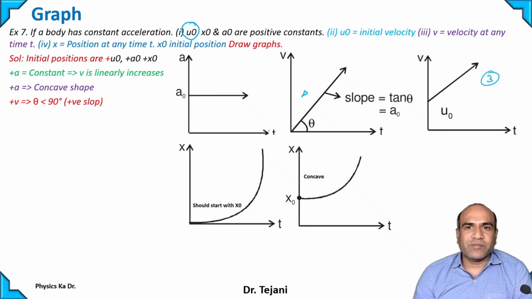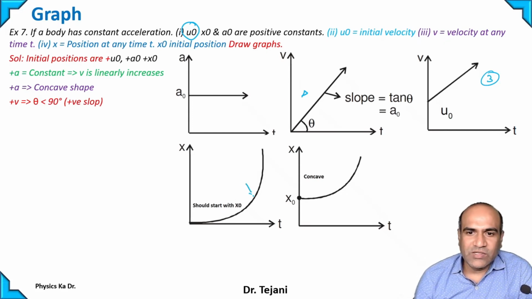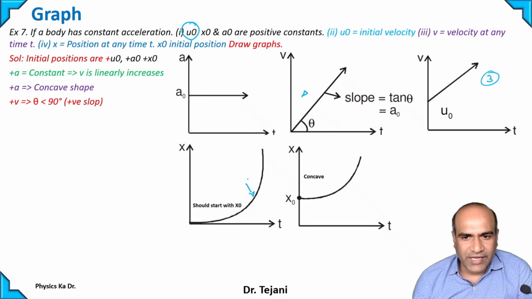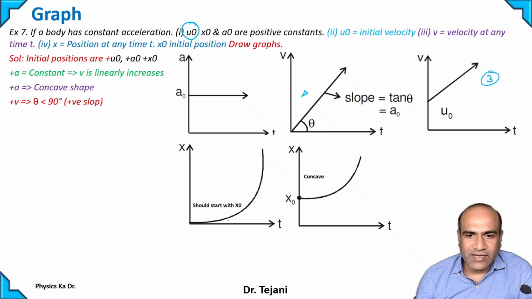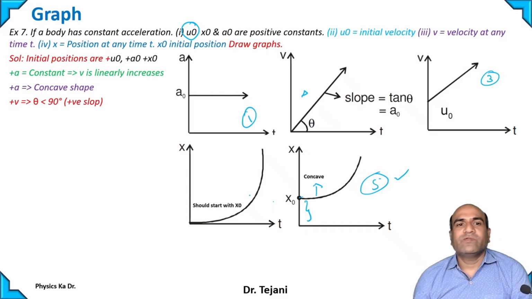Then what is mentioned here? The graph is concave, and this angle should be less than 90, means positive, and this graph starts from x0, so it should be on the upper side. The similar graph is just moved, right? So our answer is 1. We can say 3 and 5 are our solution.